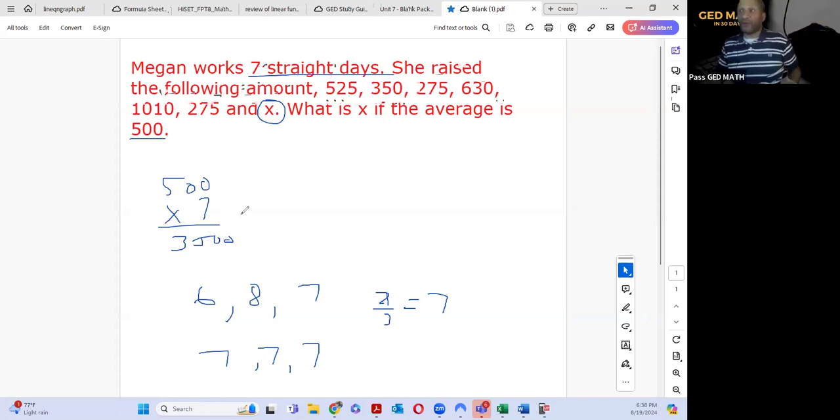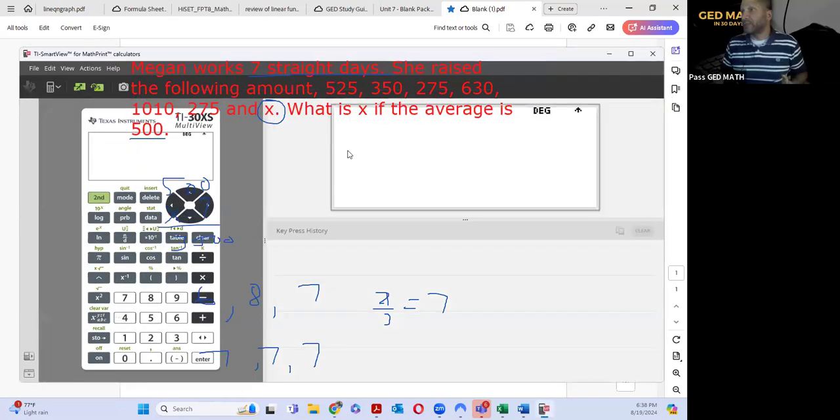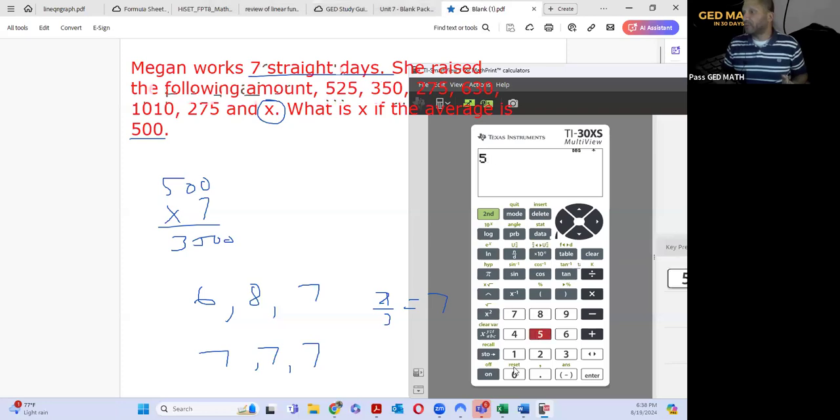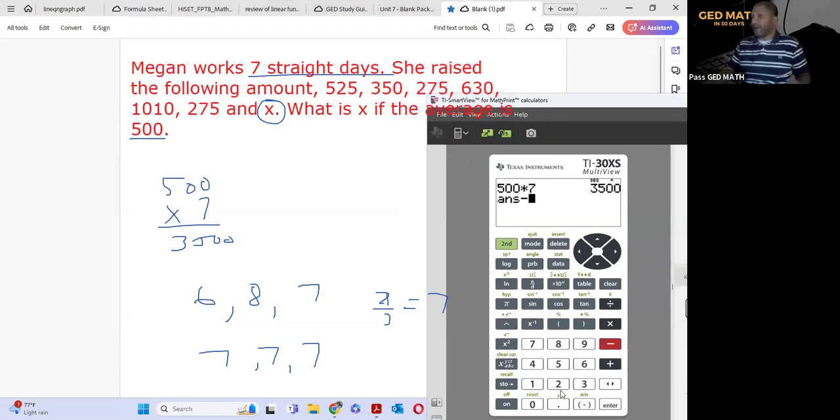So we got 3,500. Watch this. I'm gonna grab my calculator. Watch how easy this problem is. Let me clear everything out. I'm gonna do 500 times 7. That gives me 3,500. Now I'm gonna subtract each of these values: minus 525, minus 350, minus 275, minus 630, minus 1010, minus 275. Bam, I'm done. X is 435.